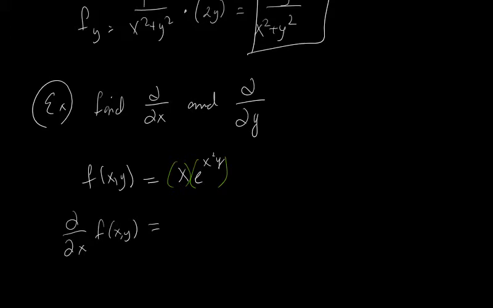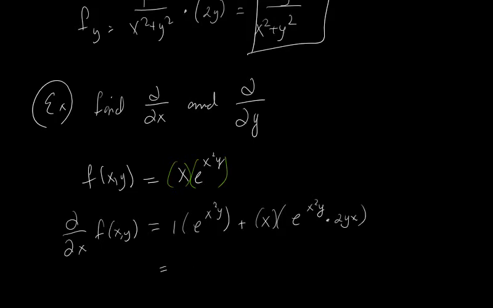Okay, so the derivative of x is 1 times the second, e to the x squared y, plus the first times the derivative of the second. So e to any power gets repeated. Then we chain on the derivative of that power. So x squared y, y is constant. I don't care about that. So the derivative of y x squared is 2yx. So we chain on 2yx.